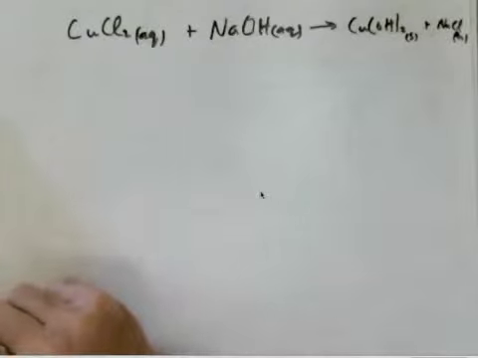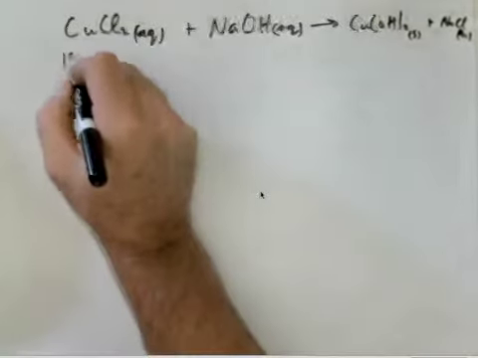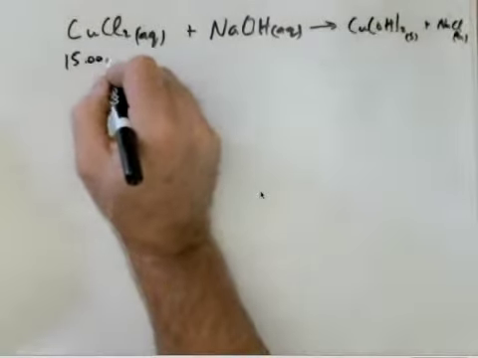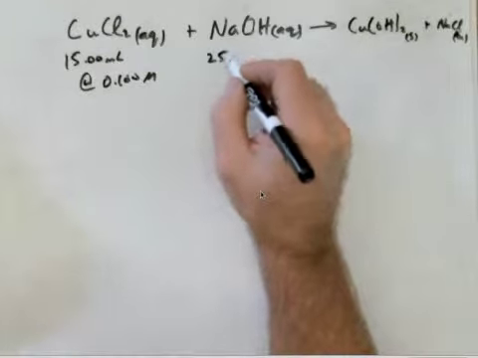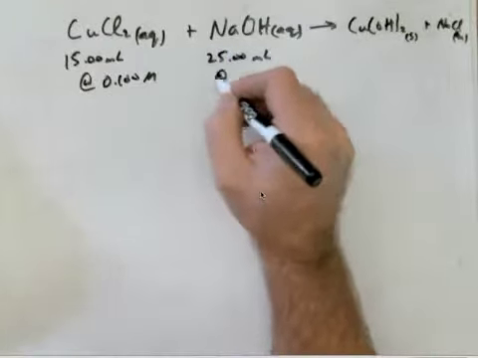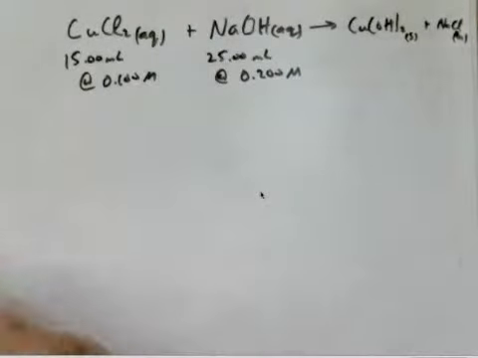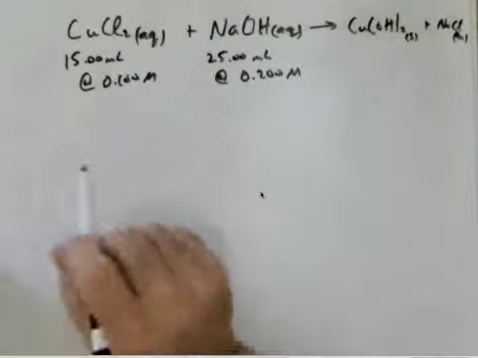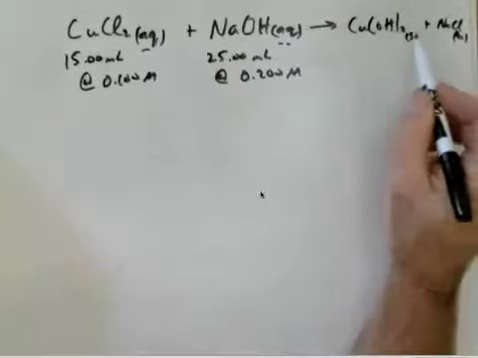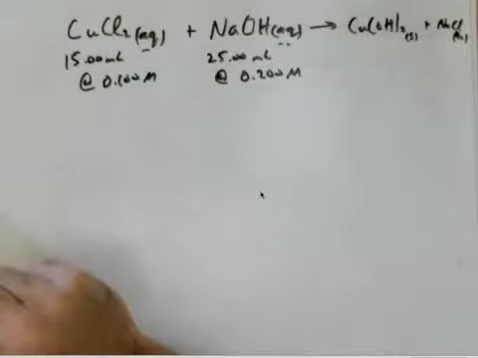So let's say, for example, you had 15 milliliters of this at 0.100 moles per liter, and just to pretend you had 25 milliliters of this at 0.200 moles per liter. Okay, so we want to do stoichiometry. In my class, when you say aqueous, what are you supposed to do? You're supposed to rewrite everything as ions.